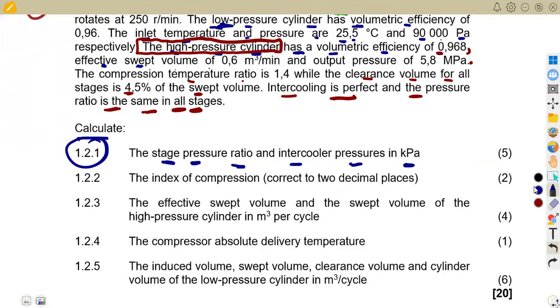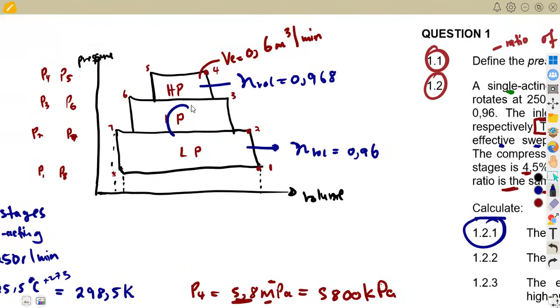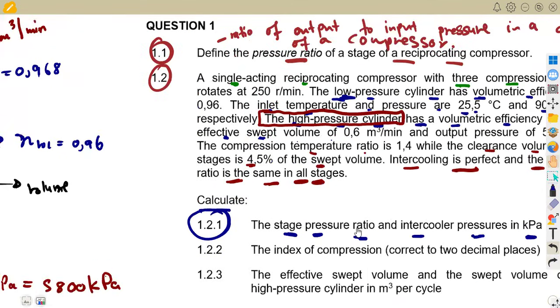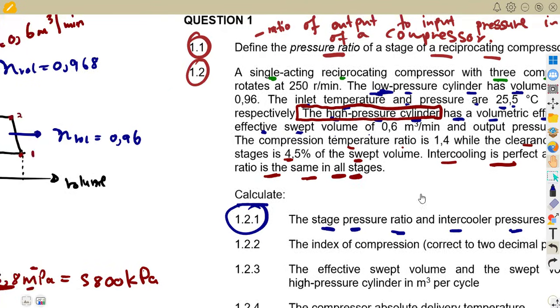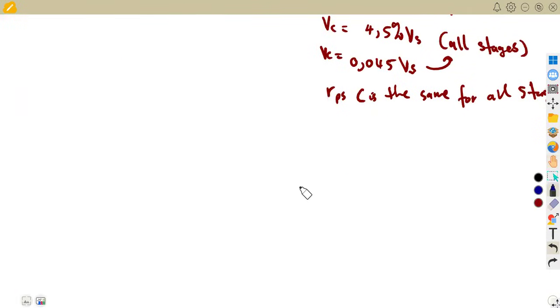All right. So what do we refer to as the intercooler pressures? We are referring to the pressures at this stage, P2 and P3. These are the intercooler pressures, so you're supposed to calculate P2 and P3. So we have two things to consider: the pressure ratio and the intercooler pressures. For the pressure ratio, we have this formula. Let me write this down so that I can show you the formula sheet also. So this is 1.21.